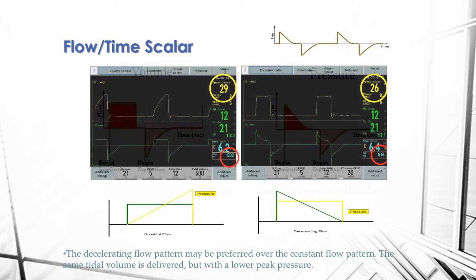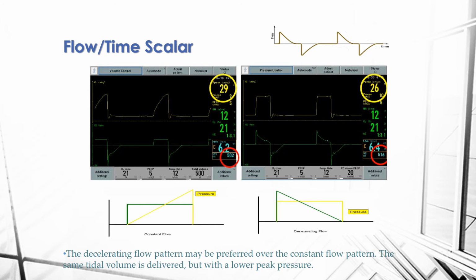And the next slide, here's where it's different. So when we're comparing these two, we have on the left our square waveform, and on the right we have our decelerating flow. The difference here is on the left, you can see our peak pressure is 29 and our tidal volume delivered was 502. So if we had that same patient and put them in the pressure mode, their peak pressure would only be 26 and their tidal volume delivered would be 516.